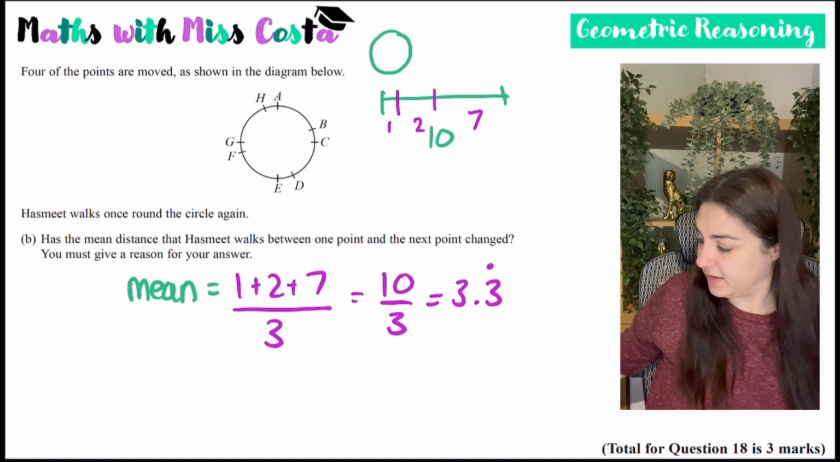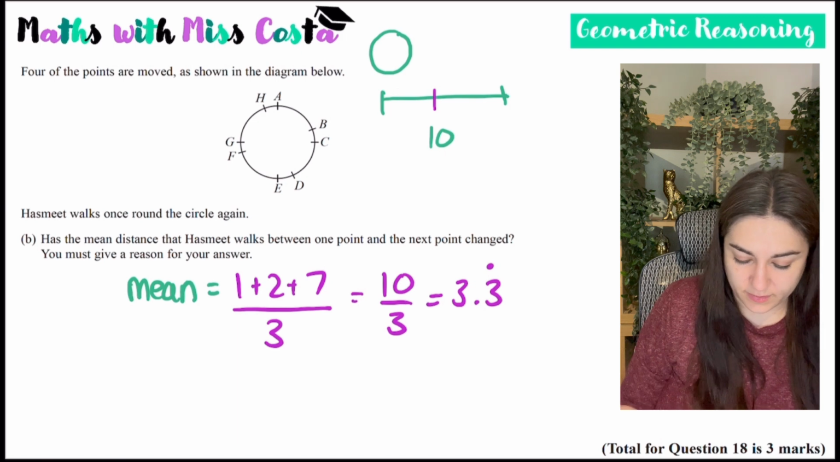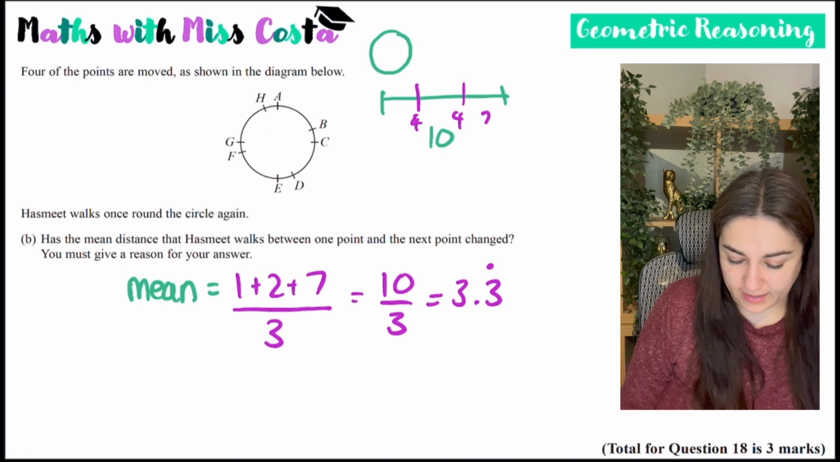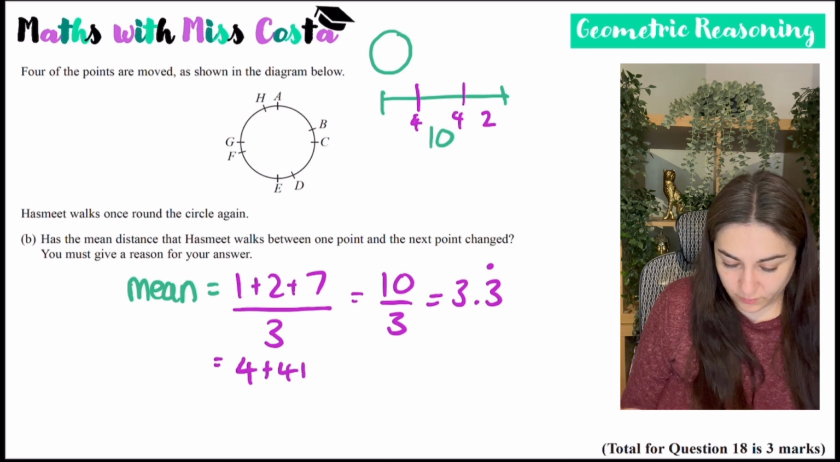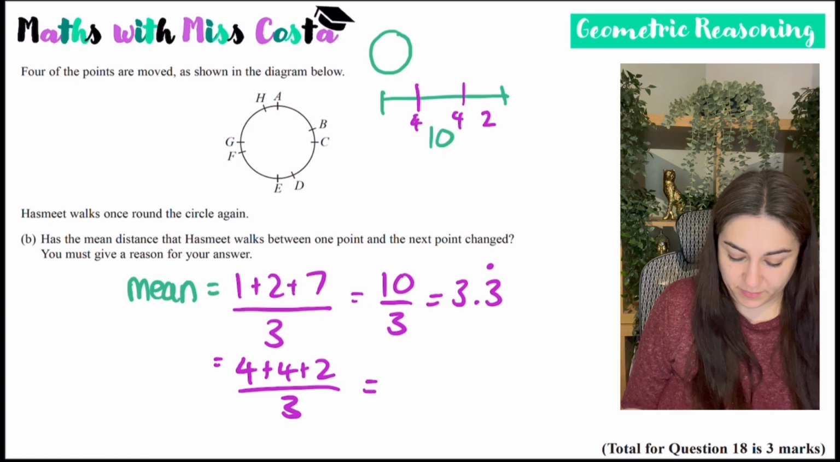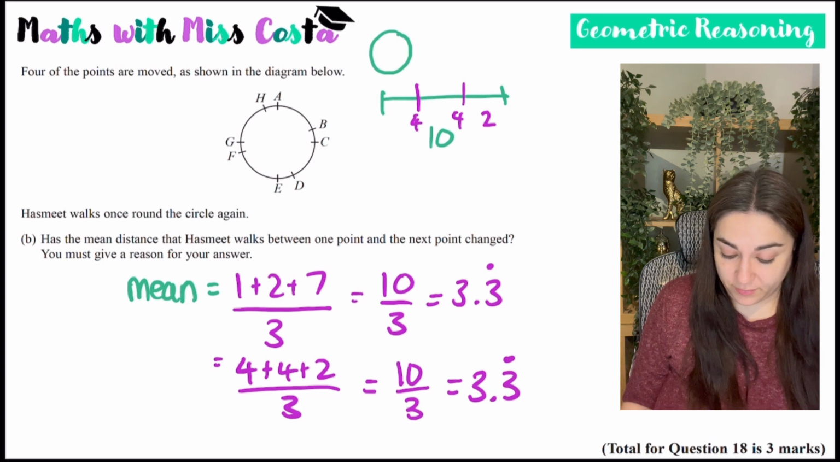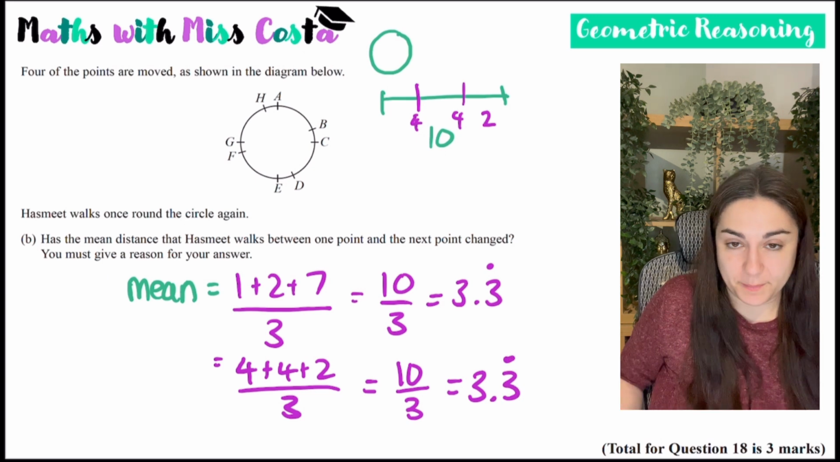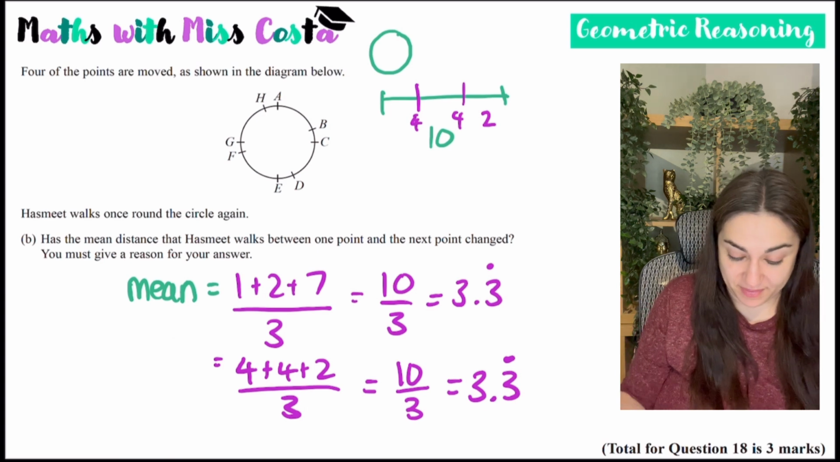Now, if I change the distances, and let's say I made it a distance of 4 and 4 and 2. I work out the mean. I'm going to do 4 plus 4 plus 2 divided by 3. What's 4 plus 4 plus 2 going to be? It's going to be 10 divided by 3, which is the same thing, 3.3. The mean is unaffected because the total distance between the points still adds to the same thing.